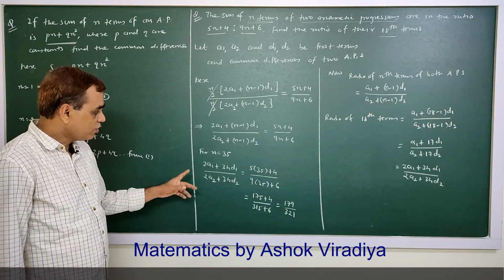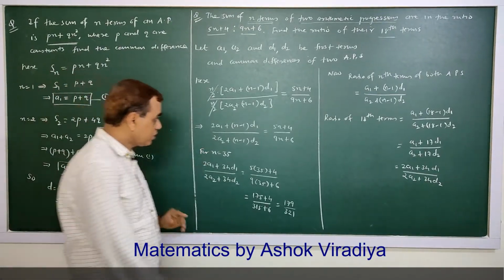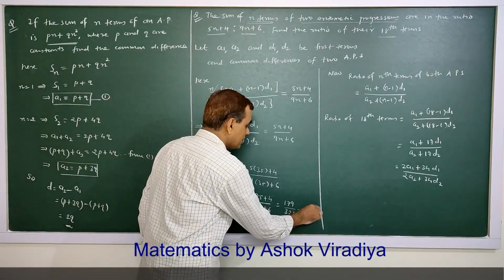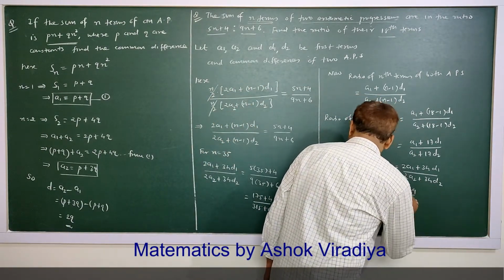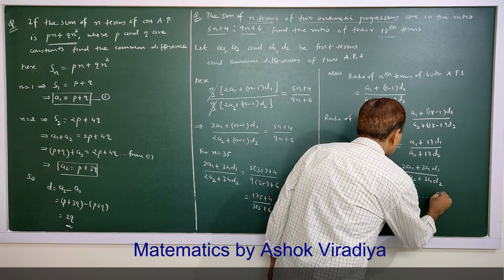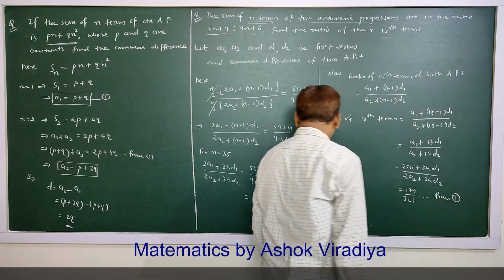So now this value we are taking there. If we say this is 1, so it is equal to 179 upon 321. So it is from 1.